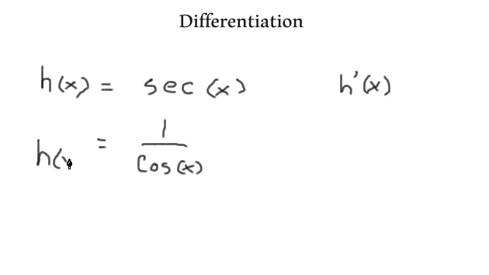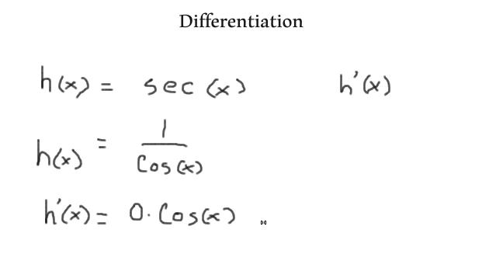And I'll rewrite my h of x over here. Okay, so what we're going to do is I'm just going to go ahead and use the quotient rule on this. H prime of x. So remember, the quotient rule goes like this. We take the derivative of the numerator, and the derivative of 1 is 0, times the denominator minus the numerator times the derivative of the denominator.